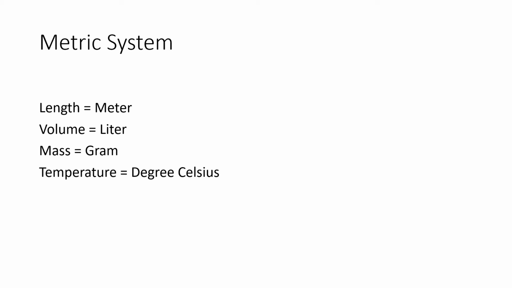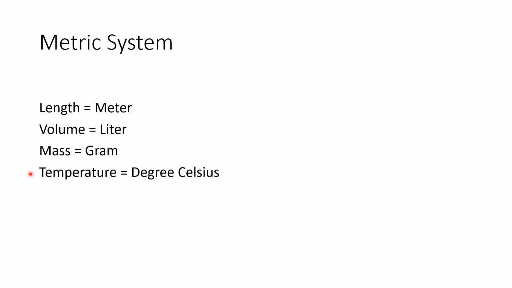So the metric system is basically the units that we use when we want to measure length, volume, and mass. The unit that we use for length would be meter, for volume it would be liters, and for mass it would be grams. For temperature it would be degrees Celsius. The metric system is used all around the world.